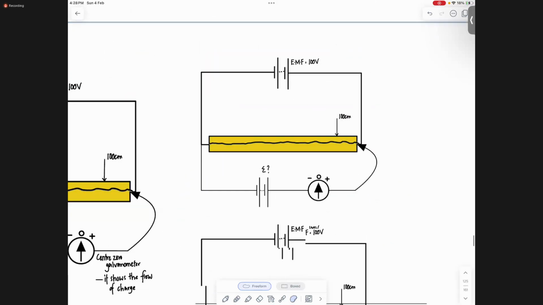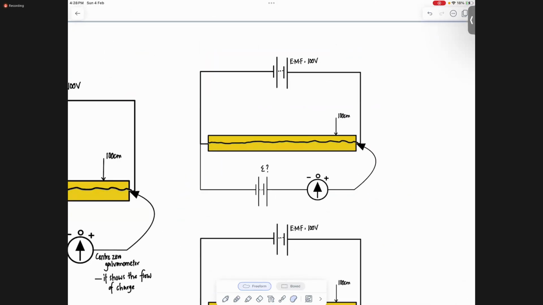So when I first connected here, there's a question: why do we need a galvanometer to check if there's current if you already have a voltmeter? Wait, a voltmeter to check the current? A voltmeter doesn't show current. And where is my voltmeter? I don't have a voltmeter.